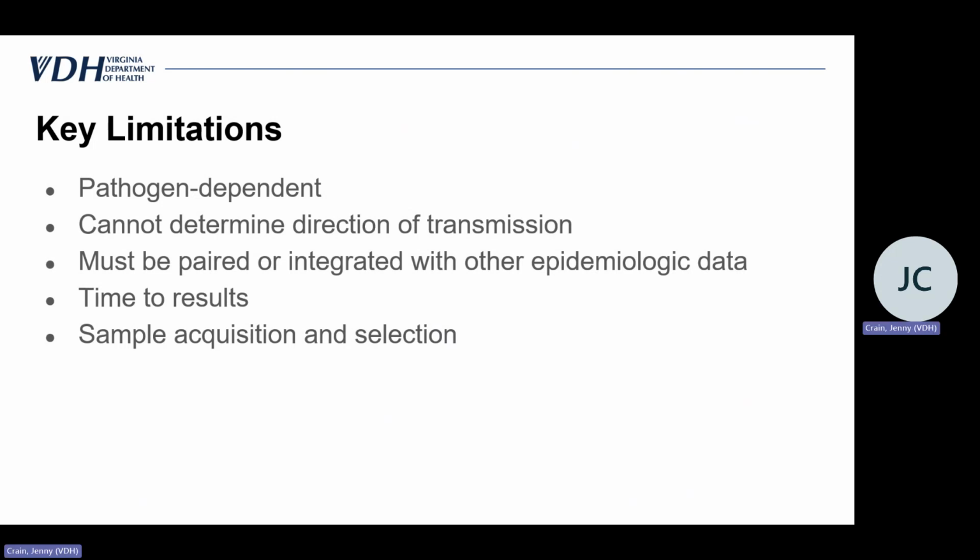And then we've already mentioned that we cannot determine the direction of transmission, or infer directly how disease is transmitted, based on genomic results alone. But we can integrate that information with other epidemiologic data to better elucidate and draw some inferences about what's going on with disease transmission.